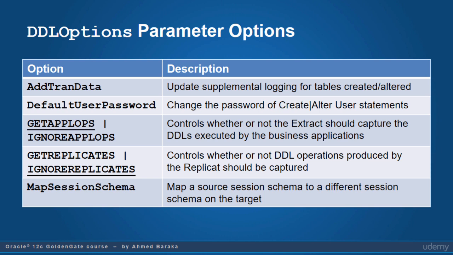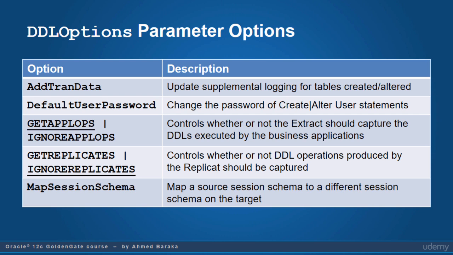When you use the add trandata option, Oracle GoldenGate will automatically create the supplemental logging of a table that has been created or altered. The option default user password is used to change the password that has been used in the create or alter user statements in the source database. The provided password will be used when the statement is executed in the target database.